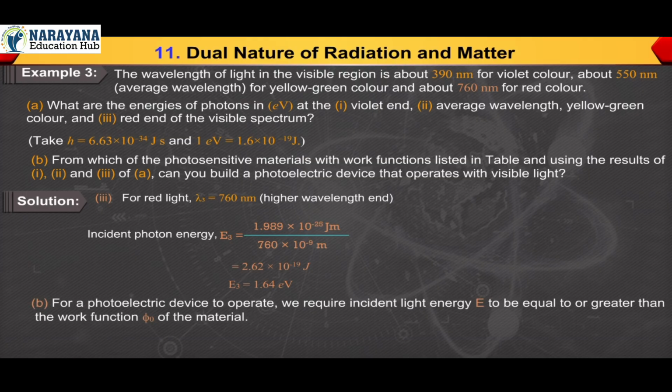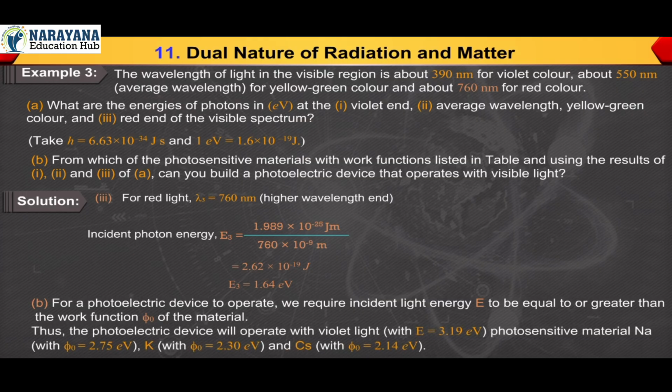B. For a photoelectric device to operate, we require incident light energy E to be equal to or greater than the work function φ0 of the material. Thus, the photoelectric device will operate with violet light with E is equal to 3.19 electron volt. Photosensitive material sodium with φ0 is equal to 2.75 electron volt, potassium with φ0 is equal to 2.30 electron volt, and cesium with φ0 is equal to 2.14 electron volt.